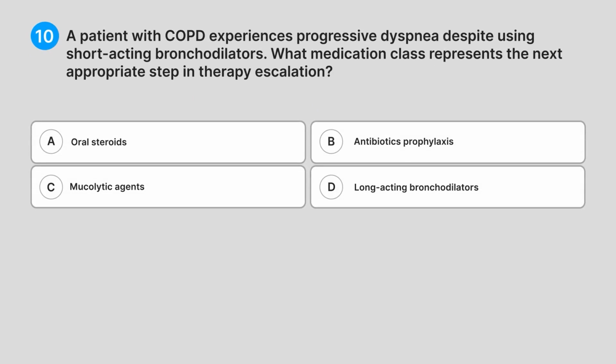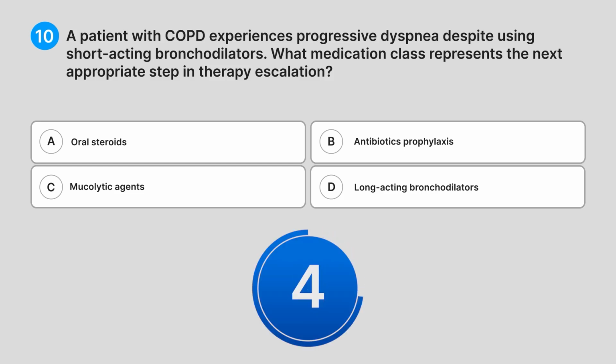10. A patient with COPD experiences progressive dyspnea despite using short-acting bronchodilators. What medication class represents the next appropriate step in therapy escalation? A. Oral steroids. B. Antibiotics prophylaxis. C. Mucolytic agents. D. Long-acting bronchodilators. Do you know the answer?